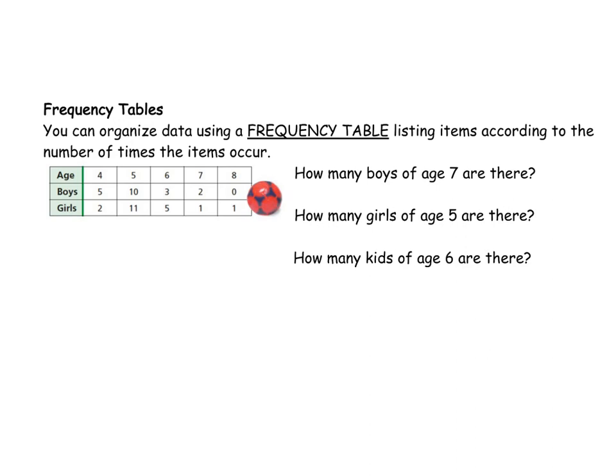The first question is how many boys of age 7 are there? If we look at our table, we look at the age 7 and go to the boys, and there are 2. Next, how many girls are age 5? We go to the age 5 and down to the girl column, which is 11. Then it asks how many kids of age 6 there are. Kids includes both girls and boys, so we add the 3 and the 5 and we get 8.